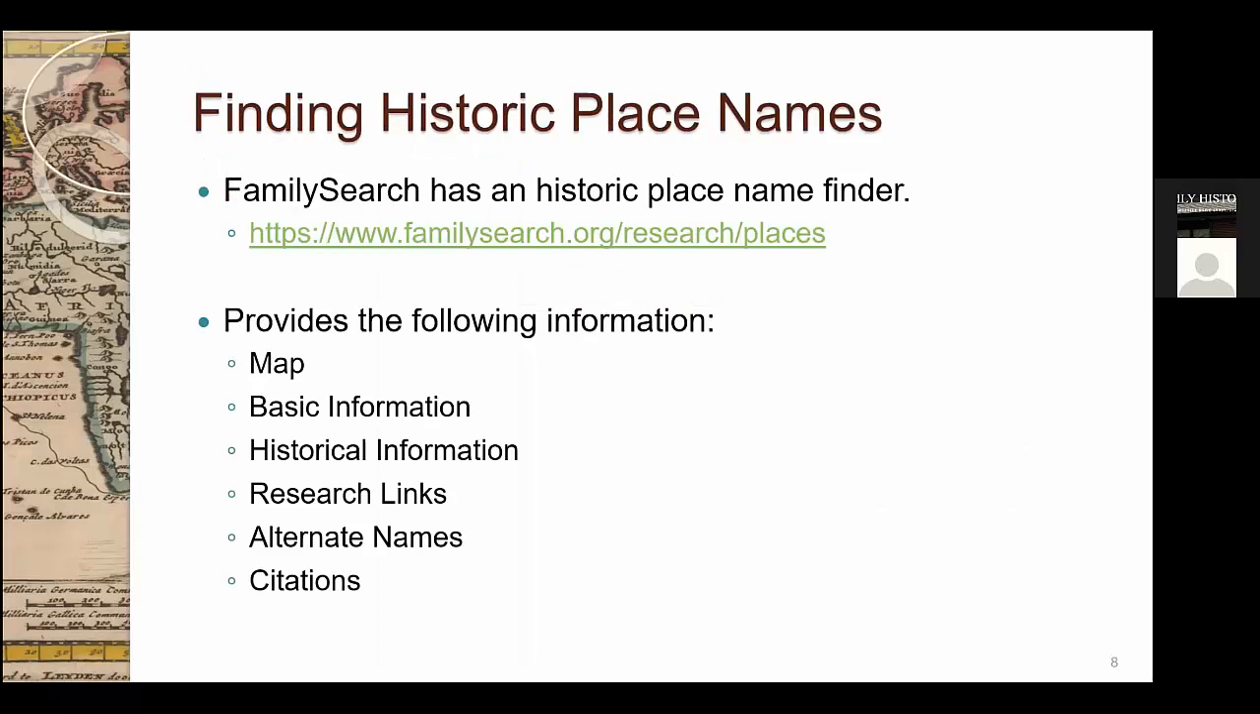Another thing that you'll want to look at is on FamilySearch, they have the Research Places page. This helps you find historic names for places. You can type in the current name for a location, and it'll tell you the previous names that location has gone through. Or you can put in a historic name, and it'll tell you the present name for that area. It'll give you a map, the basic information about that community or location, historical information, when it was named certain names, research links, so things like Wikipedia and other web pages that may have information about that location, the alternate names and citations. This is very helpful as place names change.